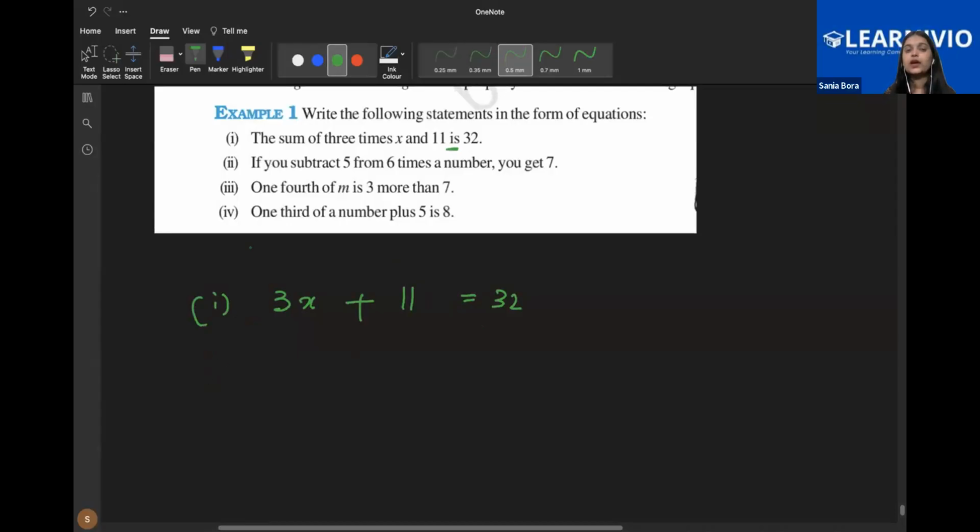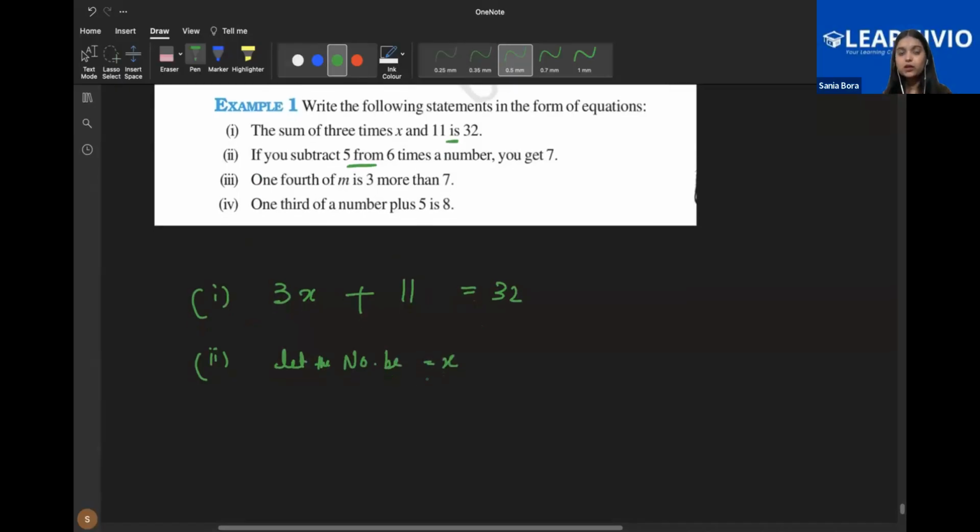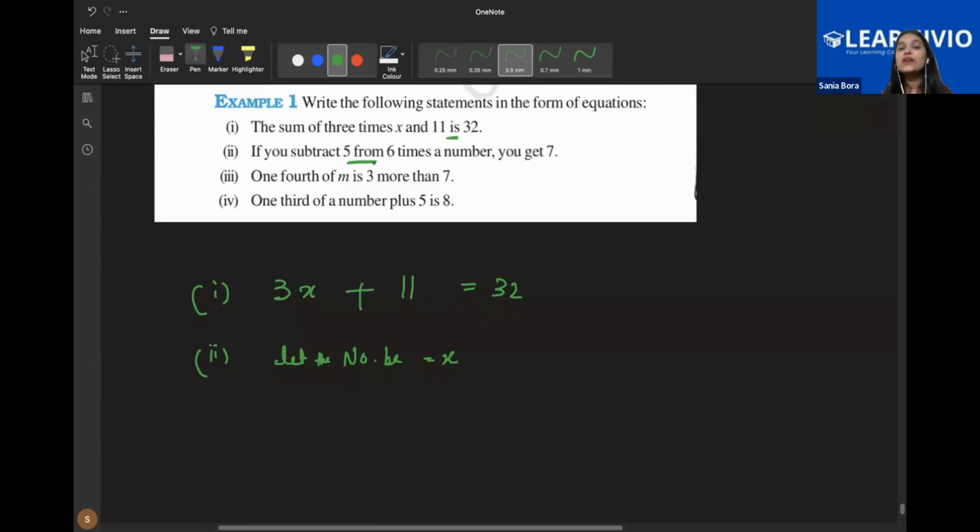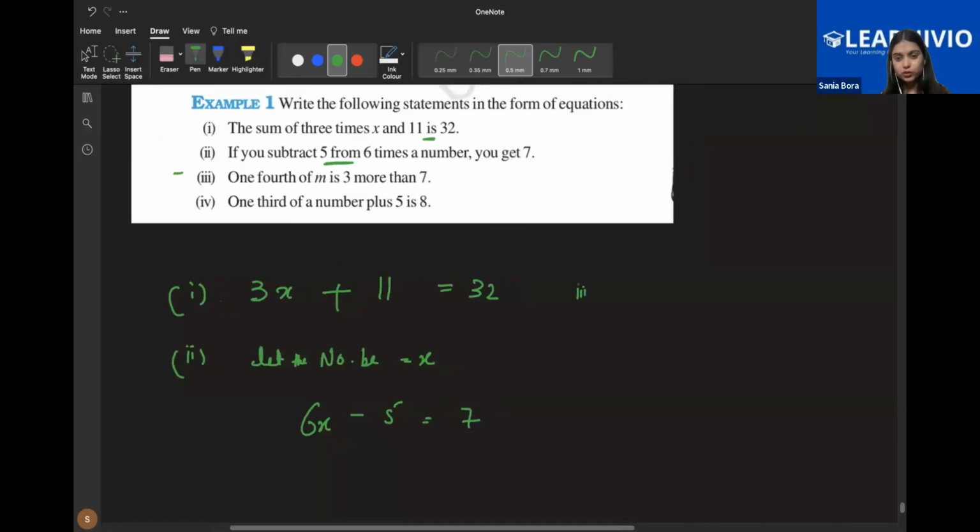For the second one, if you subtract 5 from 6 times a number. In this case, you will say let the number be x. You can take any number, right? So if you subtract 5 from 6 times a number, it will give you 7. Getting the point? Okay. So this is how you form. So write down these two and I'll just do all of them for you.